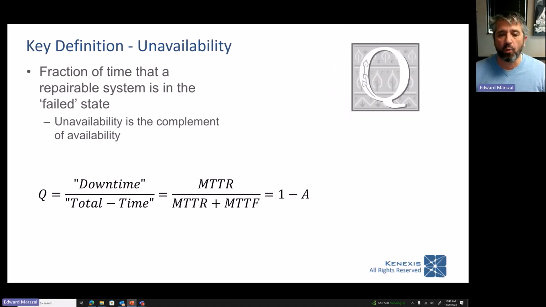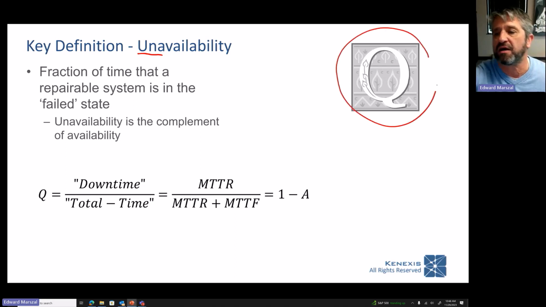But now we're pessimists in the SIS world. We don't care how well it works. We care how often it fails. So we're concerned with unavailability. And unavailability is given the letter Q because U is already taken for unreliability. So if you're wondering why your fault tree software like Arbor from Kenexis gives you an unavailability as a Q, the answer is U was already taken by unreliability.